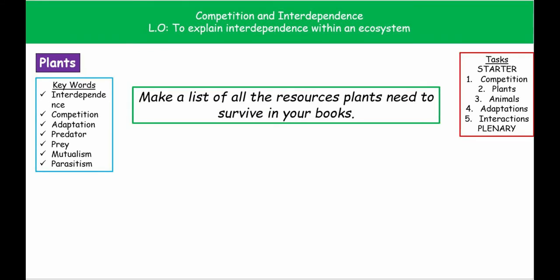Thinking about plants first of all, what I want you to do is, in your books, make me a bullet point list of all the resources that plants need to survive. So anything you think a plant needs to survive, in a bullet point list in your books for me. I'm going to give you just under a minute to get that done.